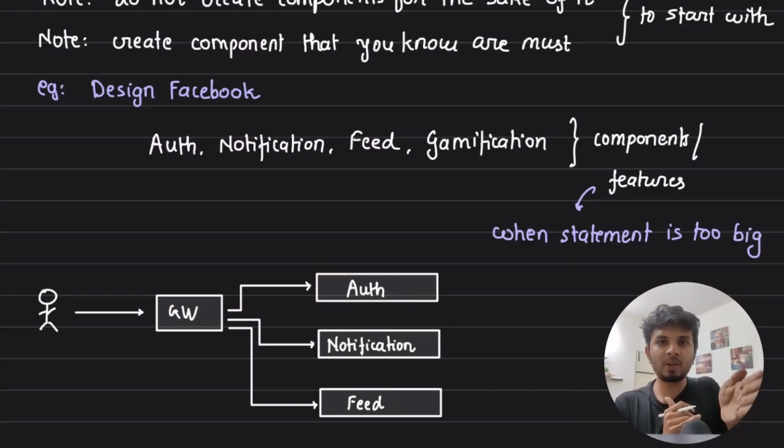That, hey, let's pick authentication and go deep into it. Or let's pick feed and go deep into it. Right? So that's step 1. If the problem statement is big enough, you break it down into smaller components and then you tackle one at a time. Right?